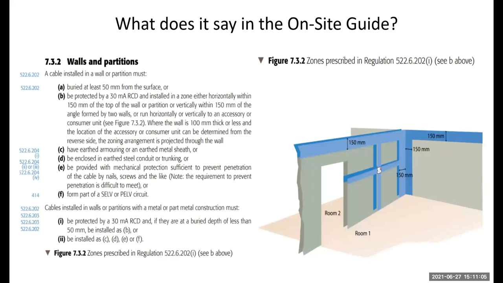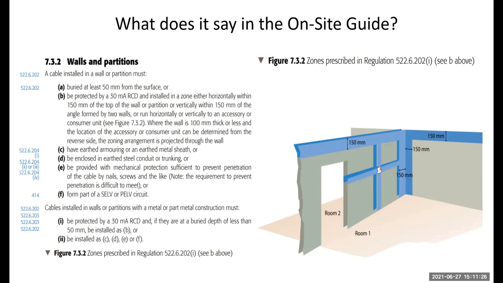So what does the on-site guide say? Well, effectively, it repeats everything that we've just spoken about, kind of puts it a bit back into layman terms, but it still says horizontally or vertically to an accessory or consumer unit. It doesn't say that you can zigzag across the wall, which is what a lot of people are doing.